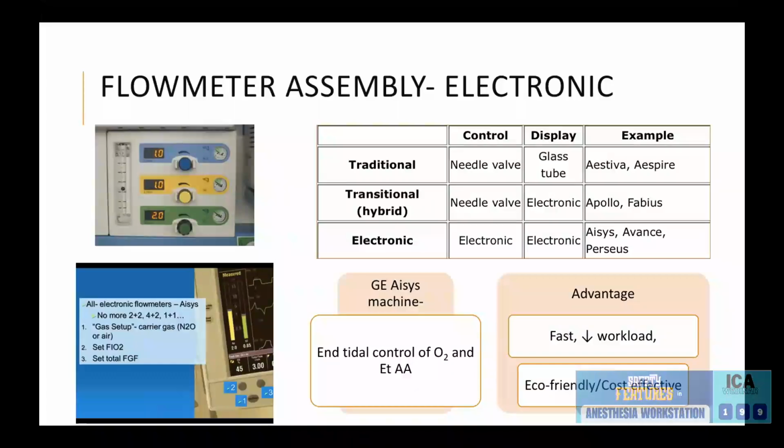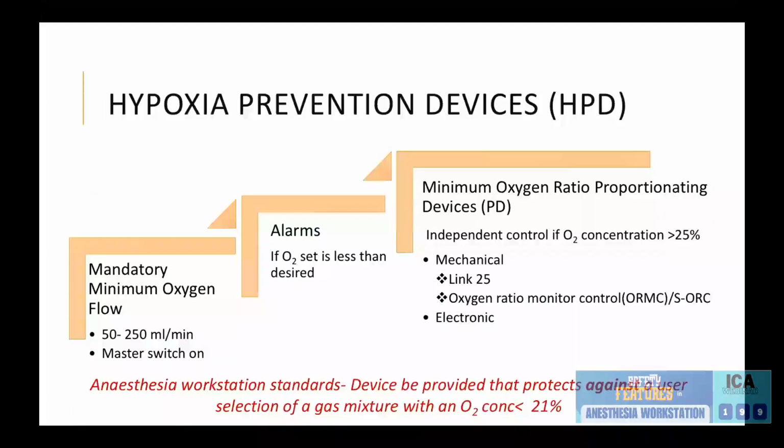Here, there is a sensor which tells you about the internal control of oxygen and anesthetic agent. So this is target controlled delivery of anesthetic vapor. Why are we talking about electronics? Because it is quick. It decreases the workload of the anesthetist. You are able to deliver low flows more effectively. So you use less agent, less environmental pollution, more cost effective, right?